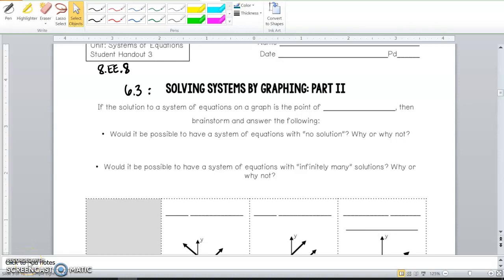So after a little practice graphing systems of equations, we figured out that the solution to the system of equations, if you're looking at the graph, is just the point where they meet, the point of intersection. So having said that, would it be possible to have a system of equations with no solution? Would it be possible to have a system of equations with infinitely many solutions?